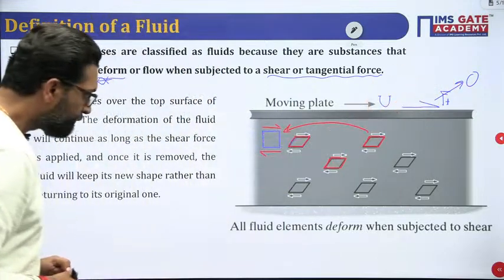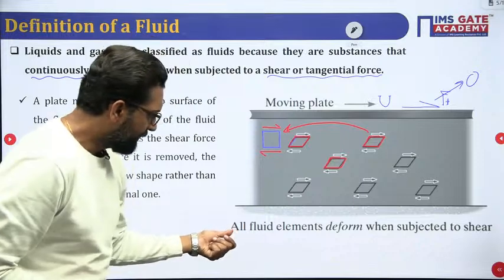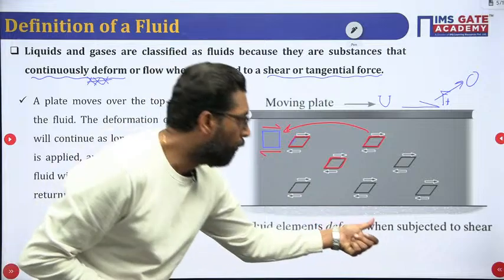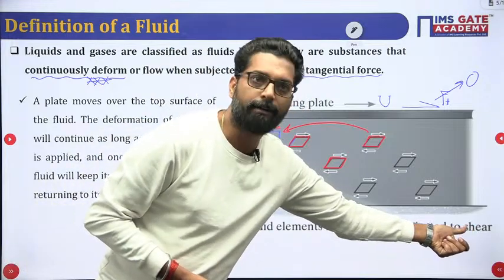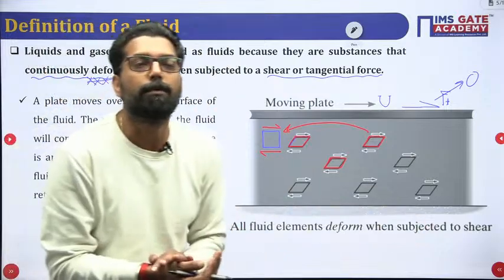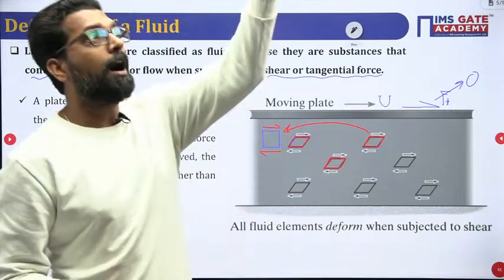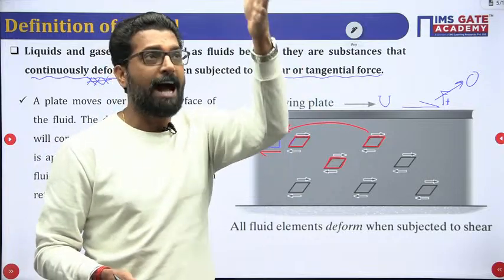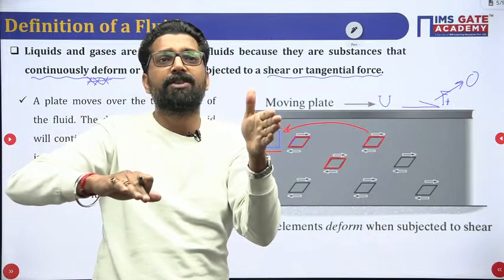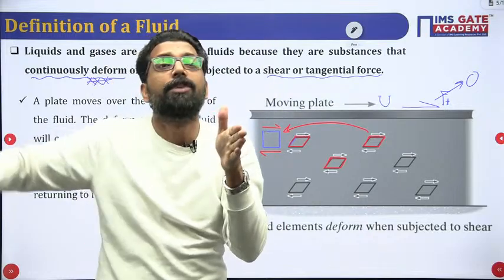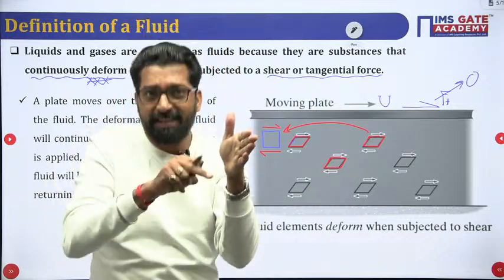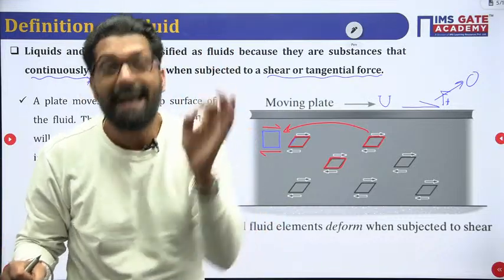Now, see this line: all fluid elements deform when subjected to shear. If there is no shear, no deformation. That's why if you plot the graph between shear stress and deformation, if the shear stress is 0, deformation is 0. So the fluid whose curve passes through the origin is the actual fluid.